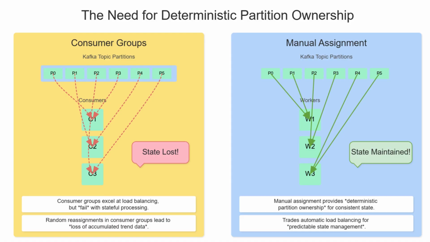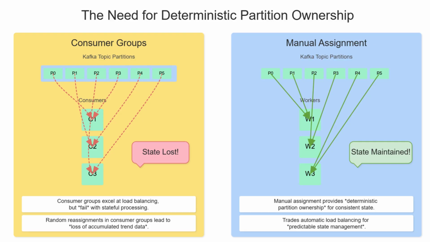Kafka's consumer groups are brilliant for distributing load. They automatically assign partitions to consumers within a group, ensuring messages are processed efficiently. But here's the catch: they're terrible when your processing needs to maintain state. Imagine you're building a system to track trending hashtags for StreamSocial. A worker processes a partition, accumulating data about hashtag frequencies and velocities. If Kafka suddenly reassigns that partition to a different worker during a rebalance event, the original worker loses all its accumulated trend data. The new worker starts from scratch, breaking the continuity of your trend analysis.